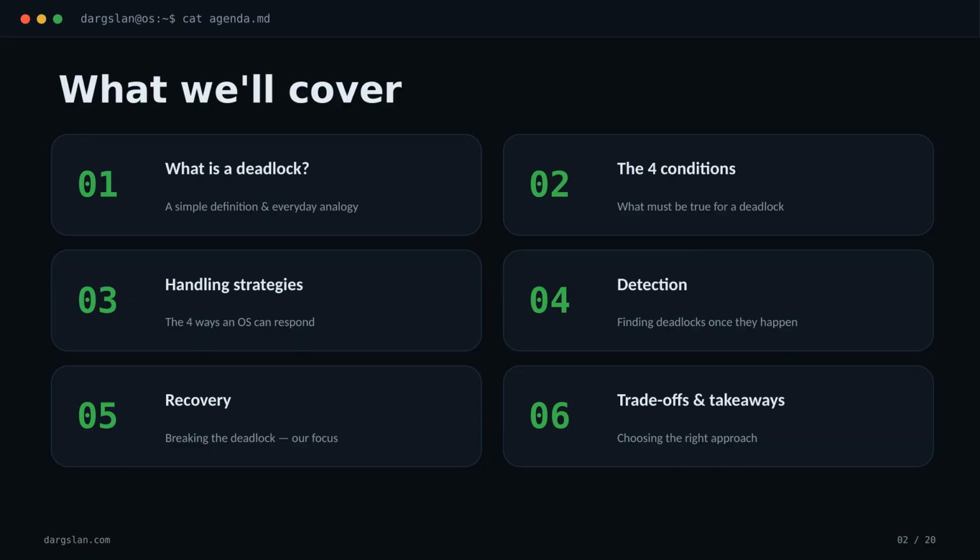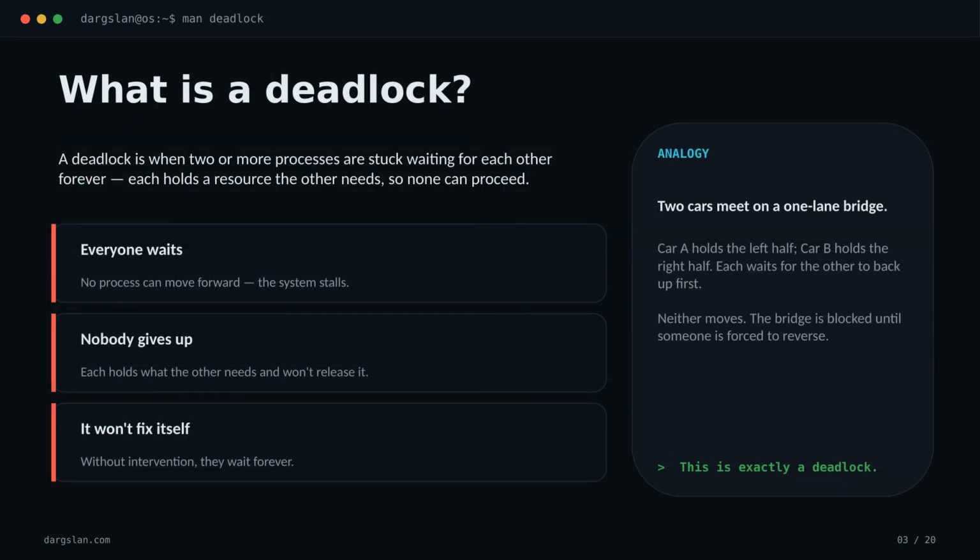From there, we'll explore the strategies an operating system can use to handle them, how to detect deadlocks once they've taken hold, and the recovery techniques that break them apart. We'll close with the trade-offs, because no single approach wins in every situation. Let's start with the basics.